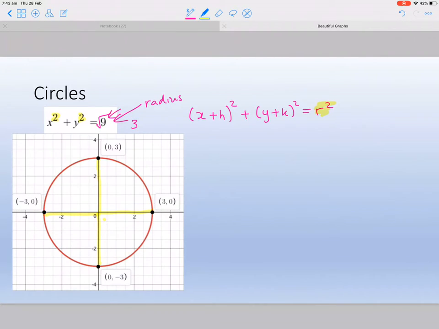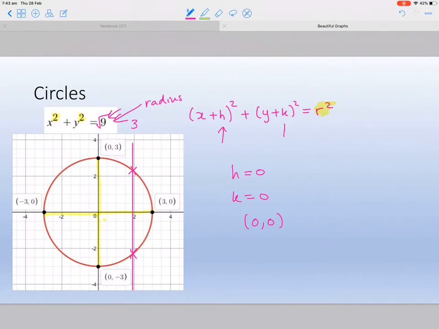Now, a circle is not a function, because it fails the vertical line test right there. So hopefully you can see that. Now, what's our h and k in this case? Well, there's nothing else here or here, so that means that h equals 0 and k equals 0, which gives us the coordinates of the center of the circle. So that means it's going to be 0, 0.